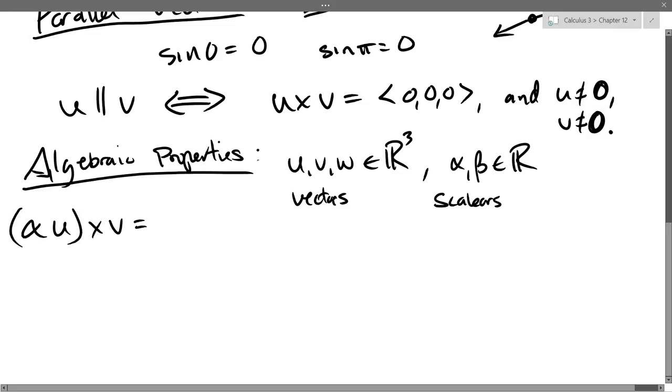So first, we'll look at the scalar multiplication of one vector. You could move that scalar outside, do your cross product, and multiply at the end, or you could move your scalar to the right side also. So you can move scalars around just like dot products.